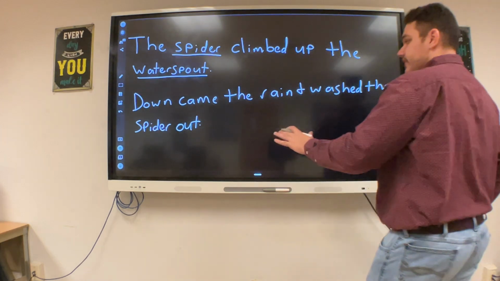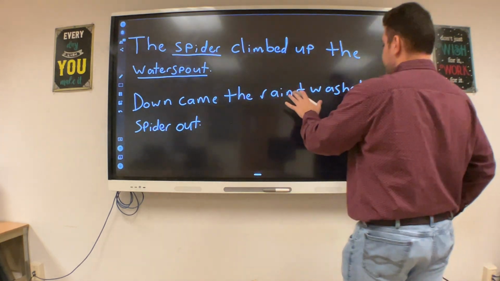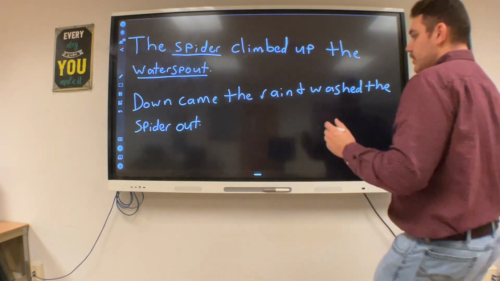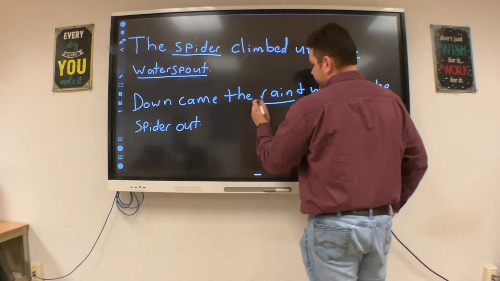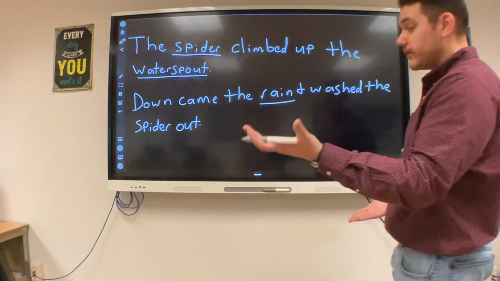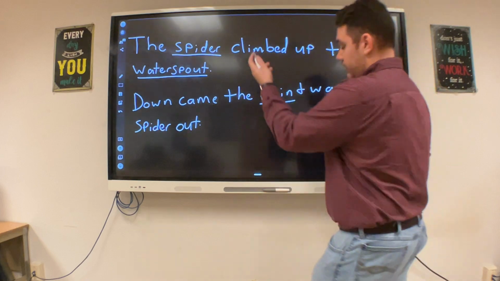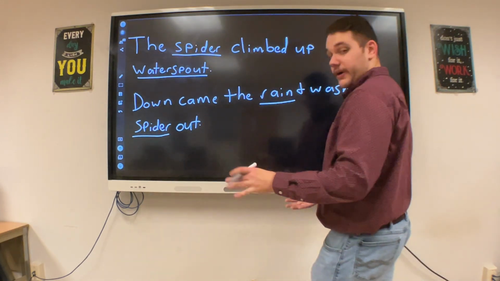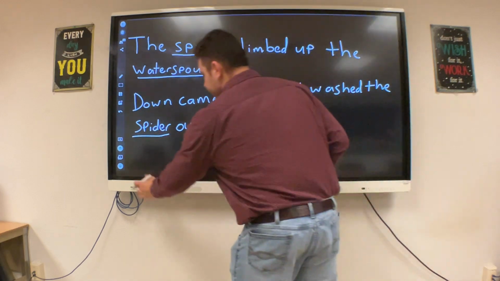And then our second sentence, down came the rain and washed the spider out. And so again, we have two nouns. Rain is gonna be a noun because that's a physical thing. We can see the rain fall and we can put our hands out and touch the rain. So that is a noun. And then again from last time, spider. Same thing, a spider is a physical thing, so it is a noun.